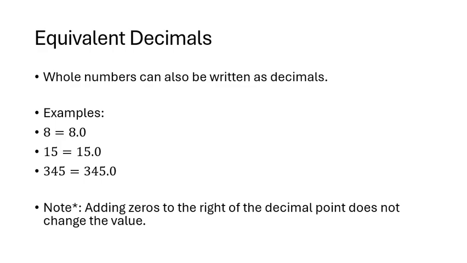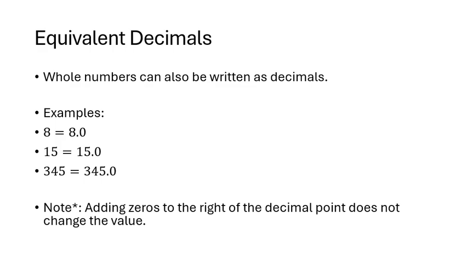So equivalent decimals. So first off, you got whole numbers. Whole numbers can also be written as decimals. Some examples are listed below. So you got the number 8 is 8.0, 15 is 15.0, 345 is 345.0.